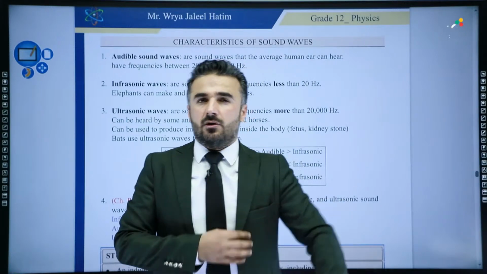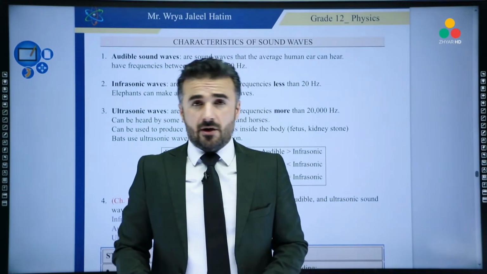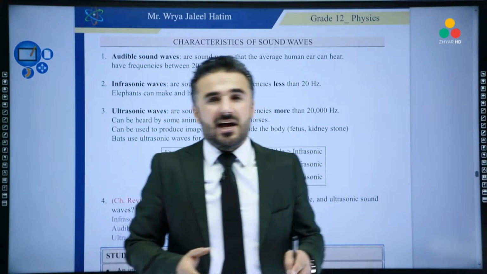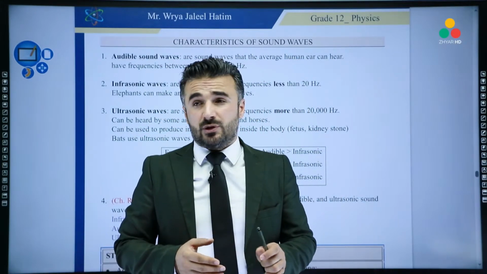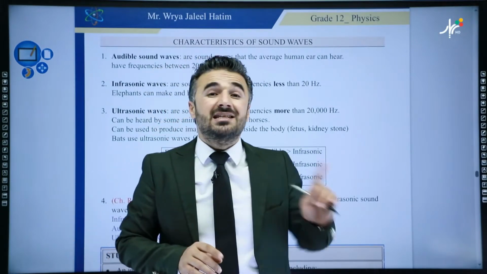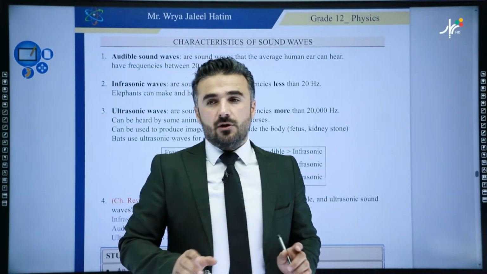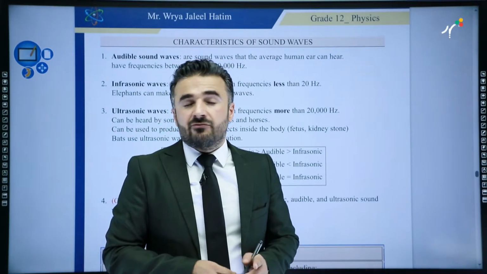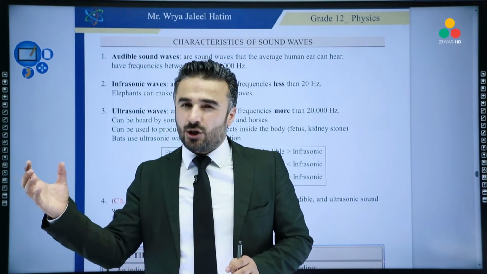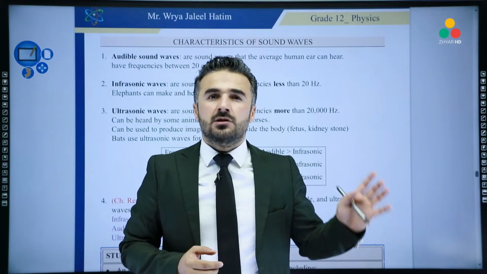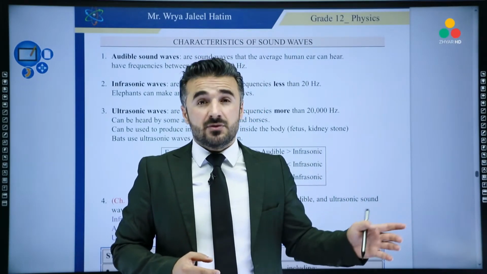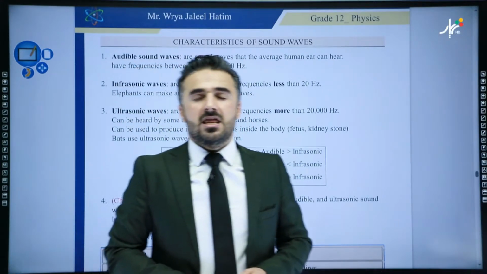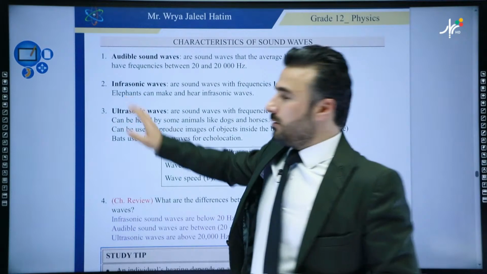Now let's talk about these a little bit more. So what is audible sound? Audible sound, or audible waves, are those sounds that humans can hear, and their frequency ranges between 20 hertz and 20,000 hertz. Remember this. So once again, audible sound waves are those whose frequencies range between 20 hertz and 20,000 hertz. If I don't want to say 20,000, I would say 20 kilohertz, because you know that kilo stands for 1,000. That is audible sound.